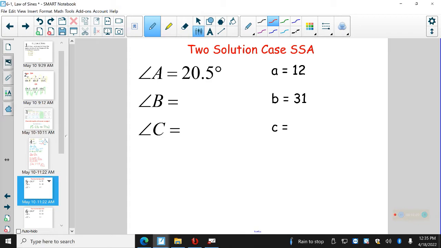Now, I'm telling you already that this is a side-side angle, but if you did not know, you would immediately draw the triangle, and here's going to be A, here's B, and here's C. Again, do not assume the drawing is accurate. It never is. Do we all understand that? So A is going to be 20.5, little a is 12, and then they give me little b, which is going to be 31. This is going to be side-side angle because we are not going to say angle side-side.